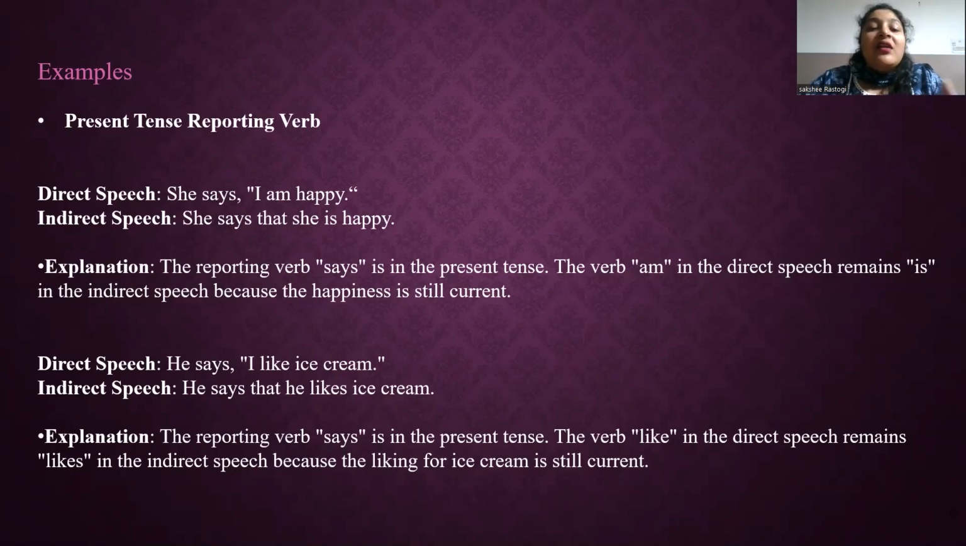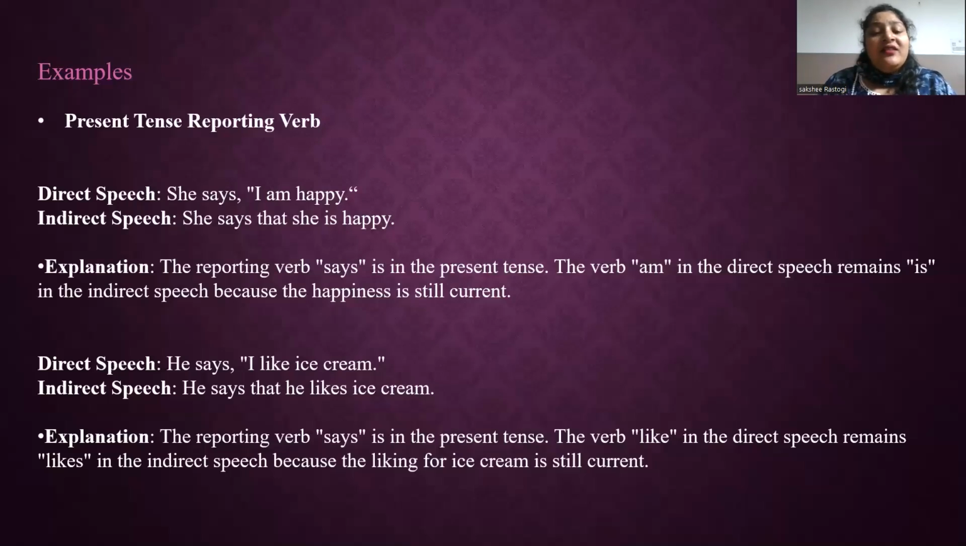Now tell. Direct speech: I am going to the store. Indirect speech: she tells me I am going to the store. There's no change in tenses as tell shows the present tense. Ask. Direct speech: what's your name? In indirect speech, he asks, what's your name? So there's no change in the tense because ask shows the present tense.